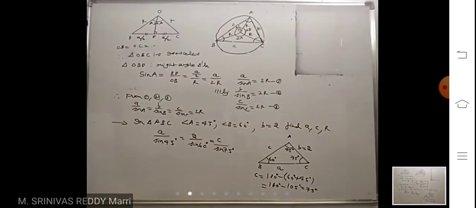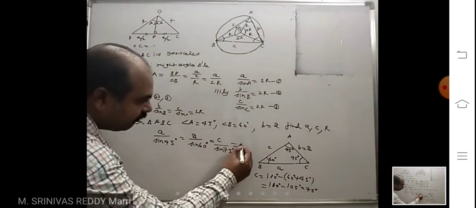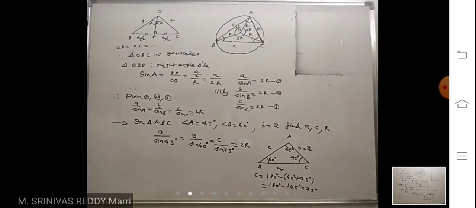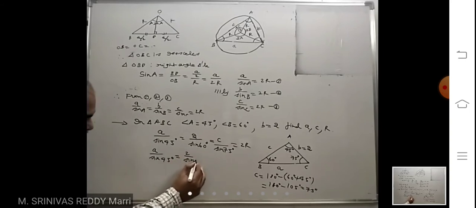Sine 75 degree equal to, what is that? They are all equal to 2r. Now equate first two, if you want to get this. So if you equate A by sine 45 and the second one, you will get A.